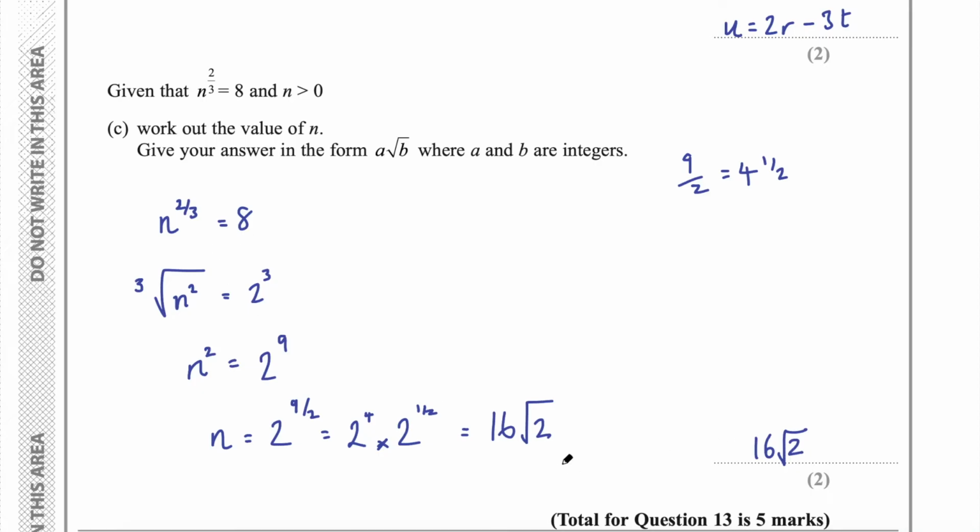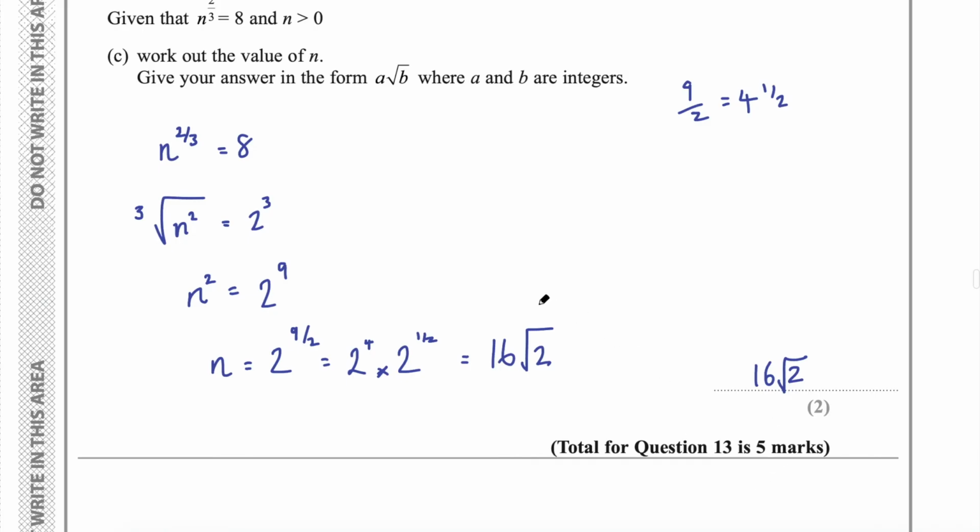Now there are other ways to get to that final point. There's also another possible answer to this question. So if you have a different method, but you still end up with a root b, then that's fine. But you do need to have some integer out the front of the square root. Okay, that was question 13 for a total of 5 marks.